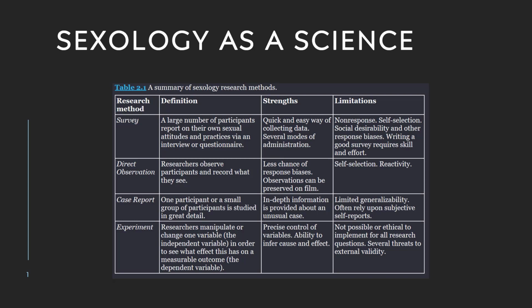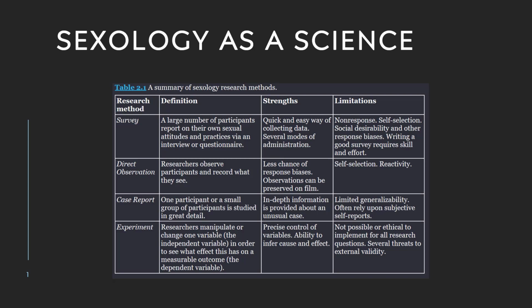The last non-experimental method is case reports. So this is when we study one participant or a small group in great detail. The subject is usually unique in some way. For example, they may be a sex worker or have an unusual paraphilia. One benefit of case reports is that they provide a ton of information about an unusual subject, which can be very valuable. However, they're hard to generalize to larger groups of people, and they rely a lot on subjective reports of the participants' past.